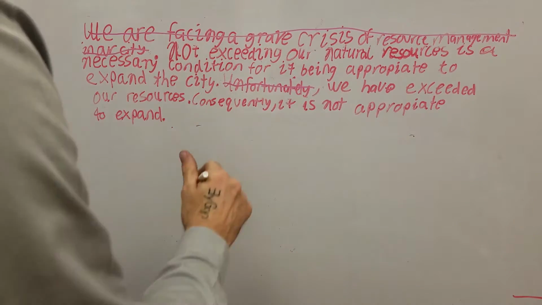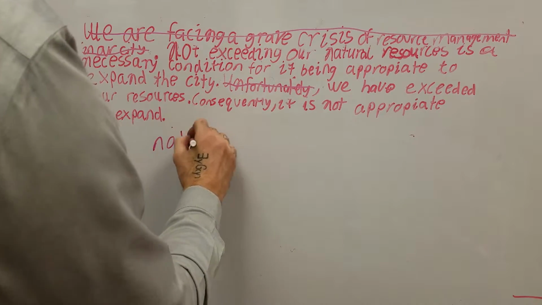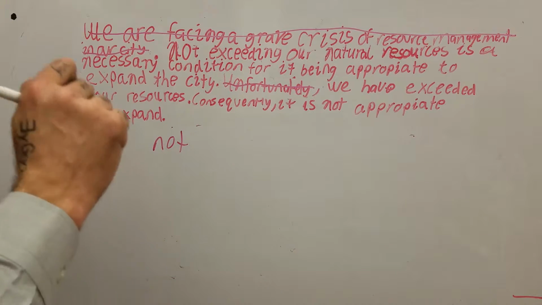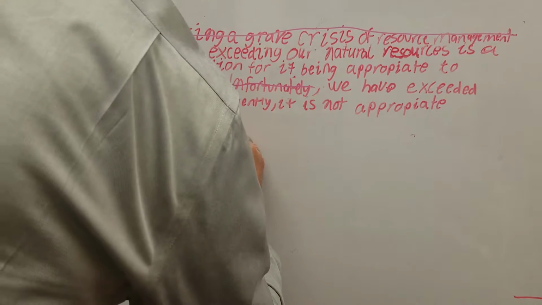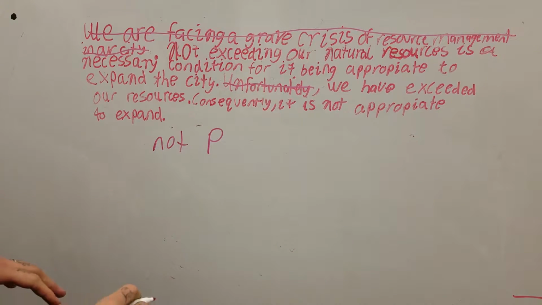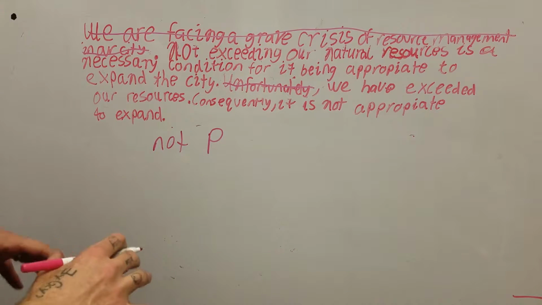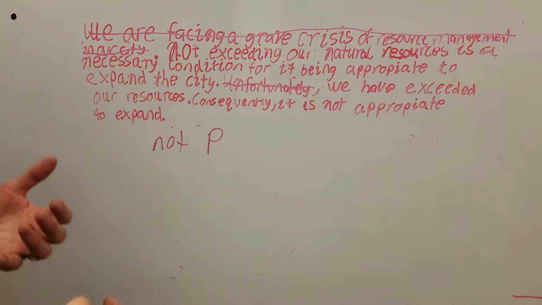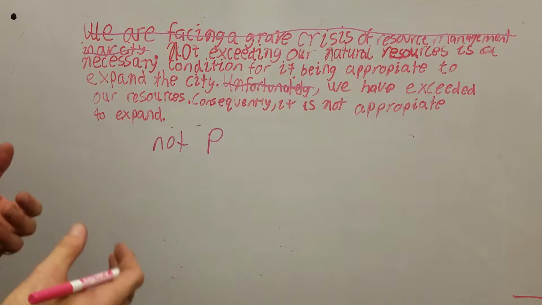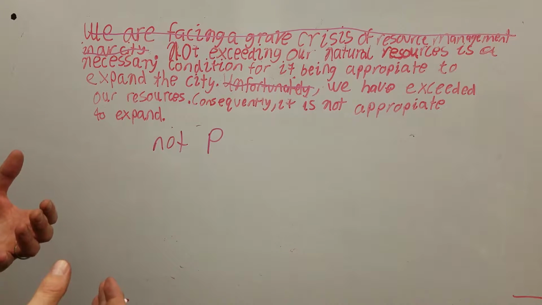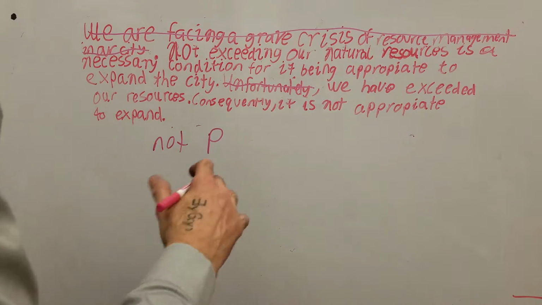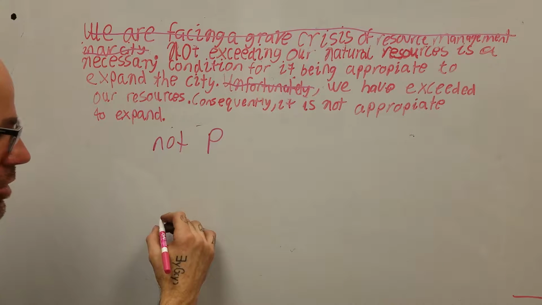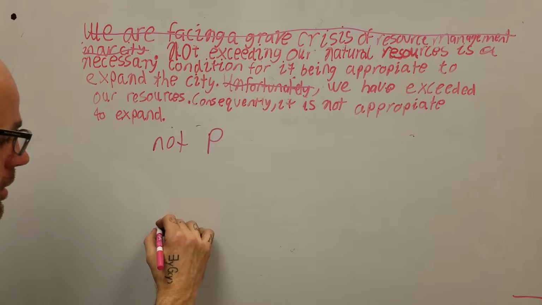Okay, not is obviously a connective. Exceeding our natural resources, that's a sentence. We'll call that P. Now I'm going to fill in my translation key as I go, in order not to get mixed up and to make sure that I don't use different letters for two sentences that mean the same thing. Now I want to put that translation key somewhere out of the way where I'm not going to have to go back and erase it later. So I'm going to go ahead and place it down here.